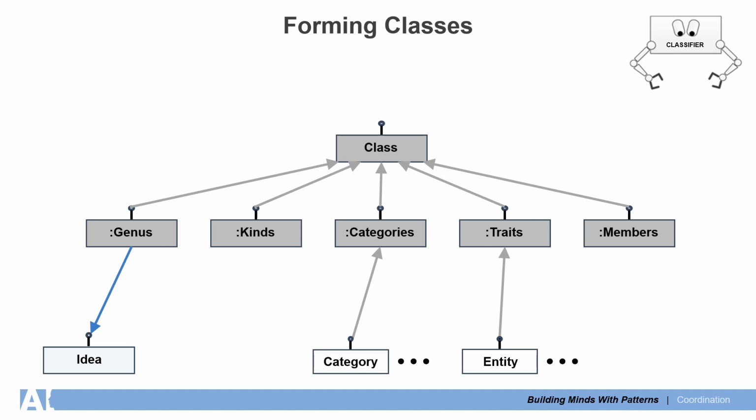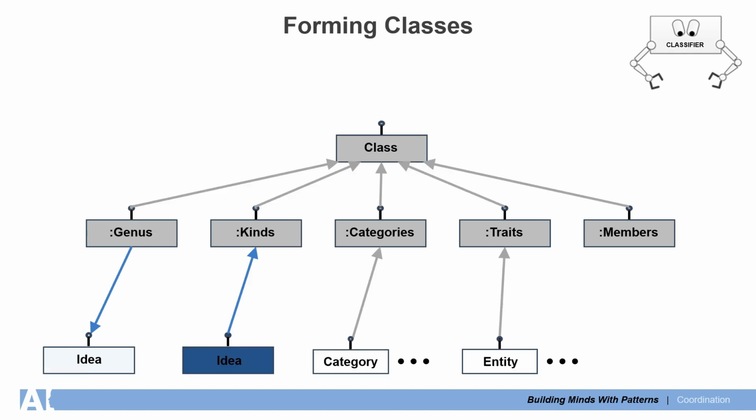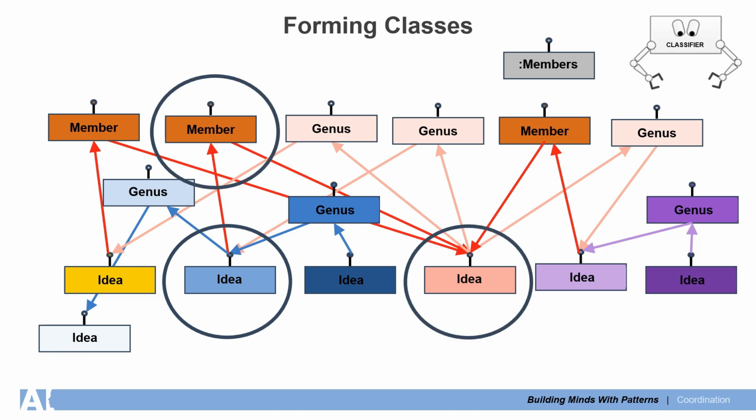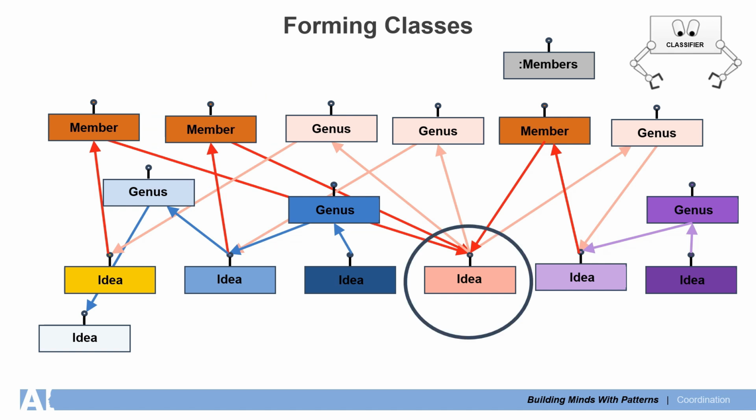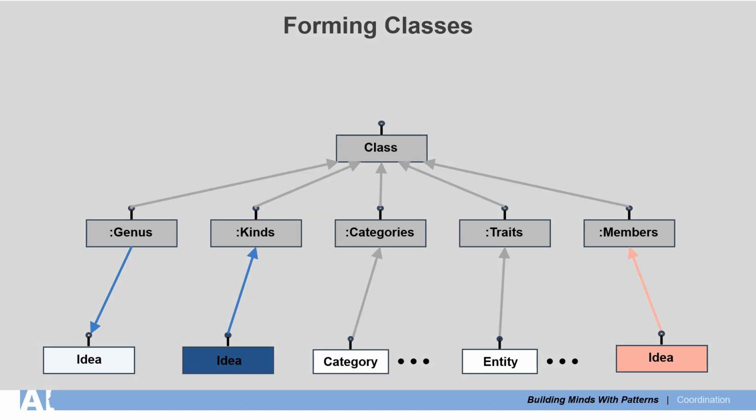Then we find the genus of that initial class. Then we find the kinds. And lastly, we find the members. So to form a class, we find an idea, then the genus, the categories and traits, the kinds, the members.